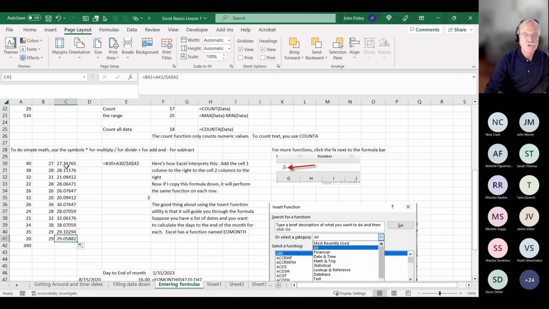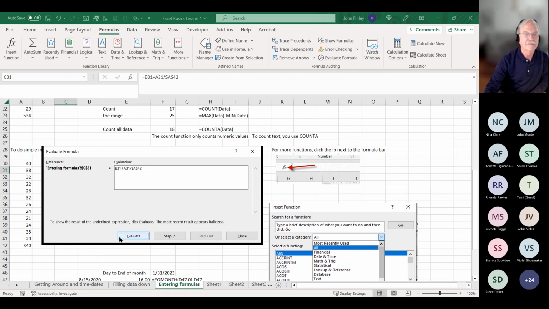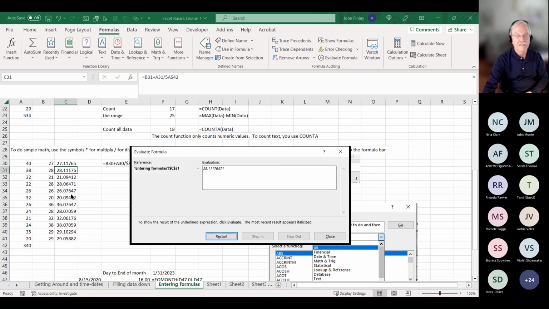And anytime you don't understand what a formula is doing exactly, I can go to Formulas up here and Evaluate Formula. And now that shows me what the formula is doing. The first term is 28, and the second term is 38 divided by 340. If I evaluate again, it says that 38 divided by 340 is 0.11764. And then finally evaluate it, and that comes out to what the answer is in this formula.